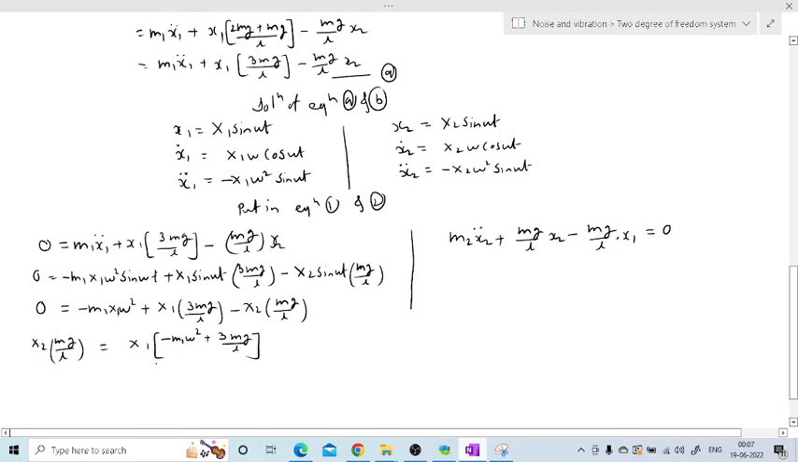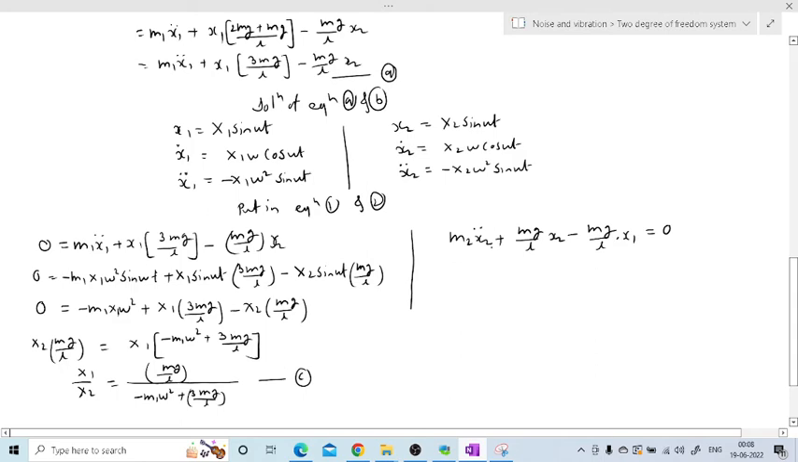Okay, now take the ratio. So x1 by x2 equals, so I have transferred this x2 to the right side. Now transfer this total term to that side. So mg by L is in the numerator, divided by the denominator, which is minus m1 omega square. Instead of m1 you can write m, because m1 equals m2 equals m, plus 3 mg divided by L. So this will be the equation number C.